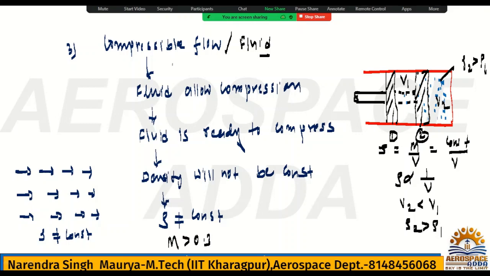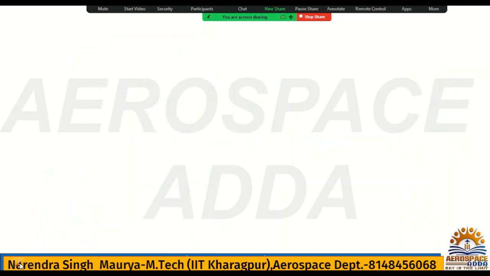Compressible fluid means Mach should be greater than 0.3. If it is a very high speed flow, it will try to compress from one point to another. If the fluid moves, it will try to compress because of the high speed, and compression means automatically density will change, so density will not be constant. Hope you understood this. This is the third point. Now what is incompressible?